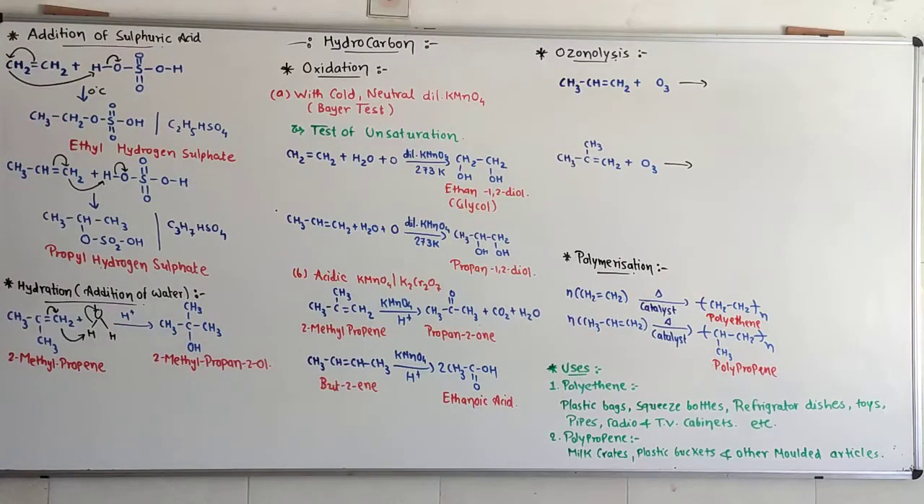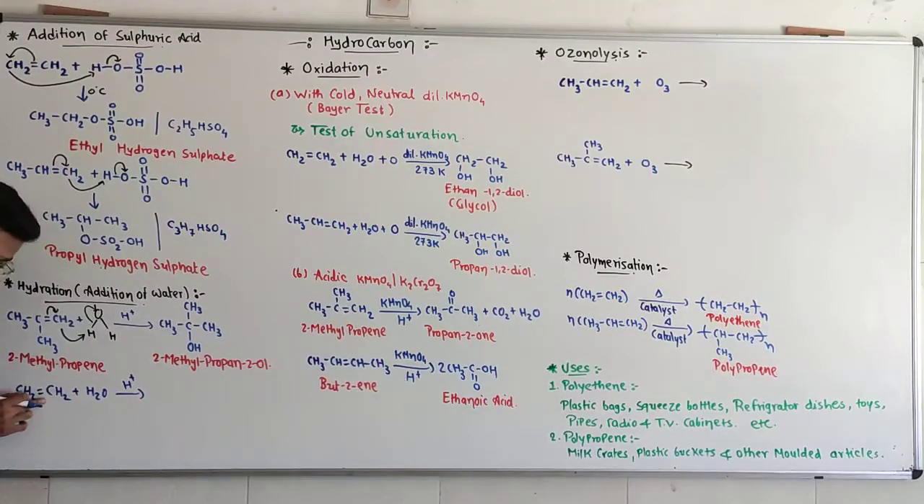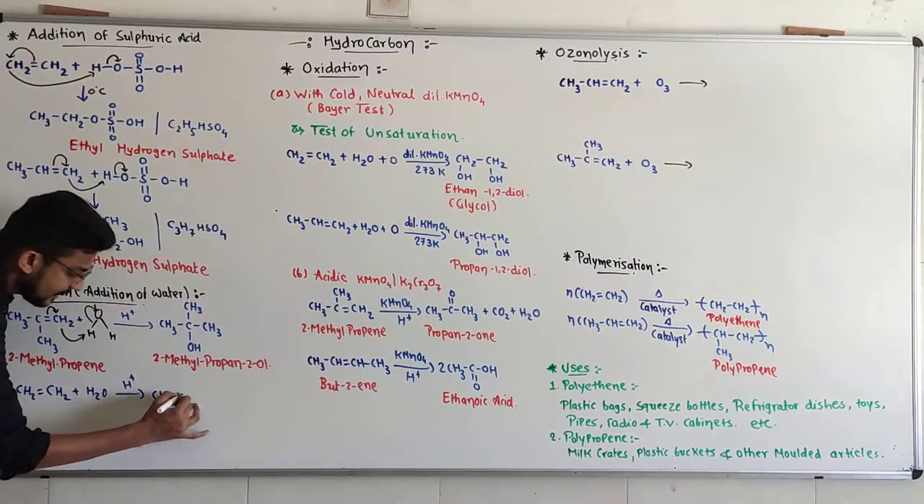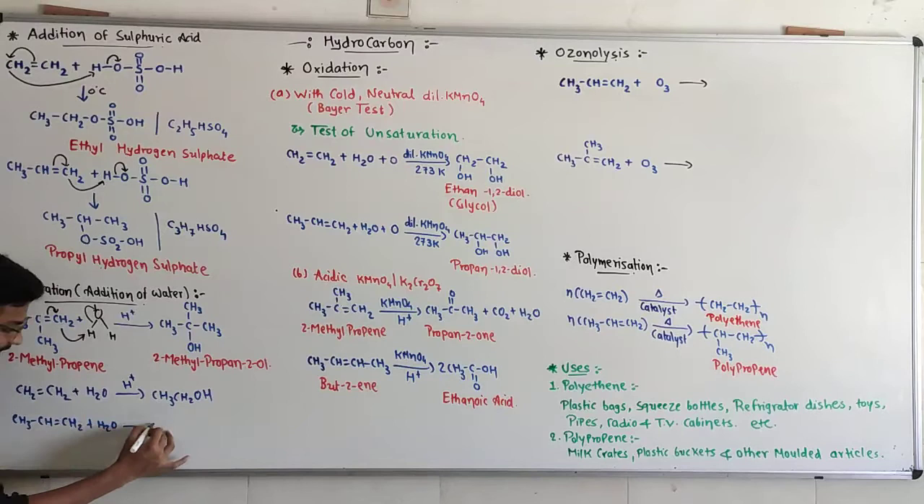What if we have a symmetrical molecule? Suppose we have CH2 double bond CH2. Then it will be quite simple because the pi bond is broken and OH will be on one carbon, H will be on the second carbon. So CH3, CH2, OH. Ethanol will be the answer. Suppose we have propene, then CH3, CH, double bond CH2. Now this is an asymmetrical molecule. What happens in the asymmetrical molecule?